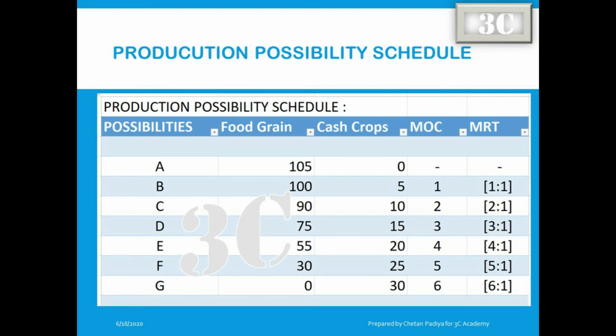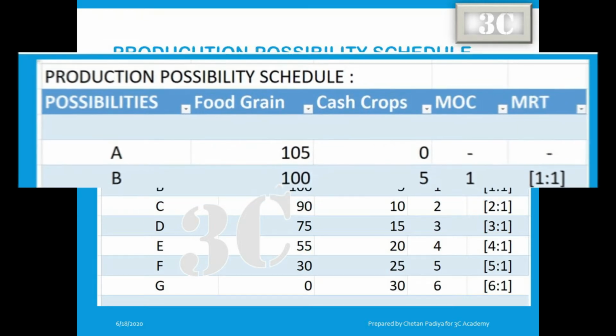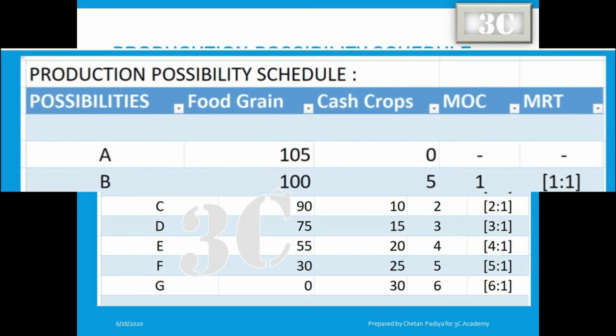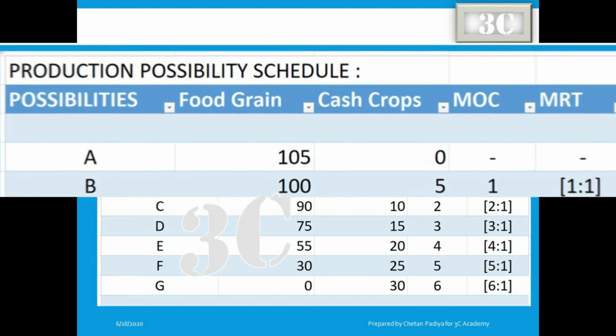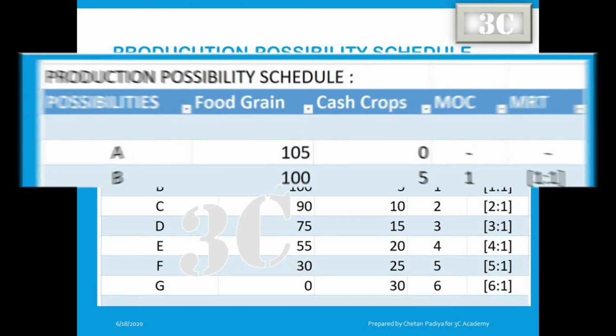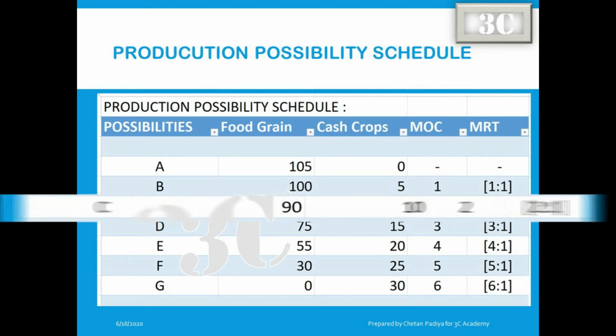At second point B, 100 units of food grains are produced, so when we sacrifice 5 units of food grain, we can produce 5 units of cash crops. So to produce 5 more units of cash crops, we have to sacrifice 5 units of food grain. So here marginal opportunity cost is 1, that is sacrifice divided by gain. Sacrifice is 5 units and gain is 5 units. So 5 divided by 5 is 1, and marginal rate of transformation is 1:1, because at sacrifice 1 you are gaining 1.